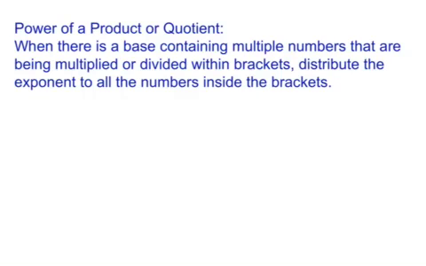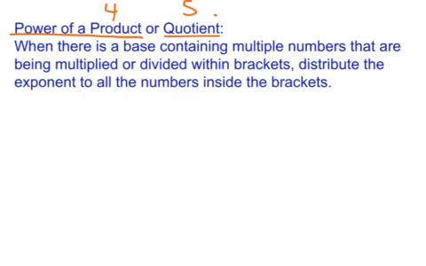Alright, let's take a look at the final two exponent laws. They're both pretty similar, so I'm actually just going to combine them both into one description here. Power of a product would be the fourth exponent law, and then power of a quotient is the fifth and final one. So let's take a look at what this says here. When there is a base containing multiple numbers that are being multiplied or divided within brackets, distribute the exponent to all of the numbers inside the brackets.